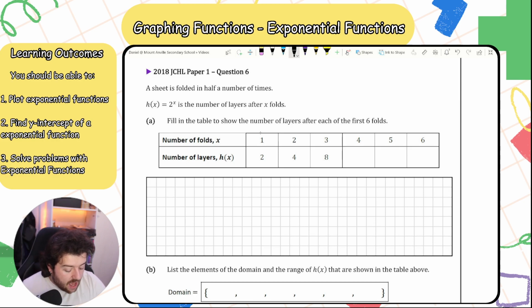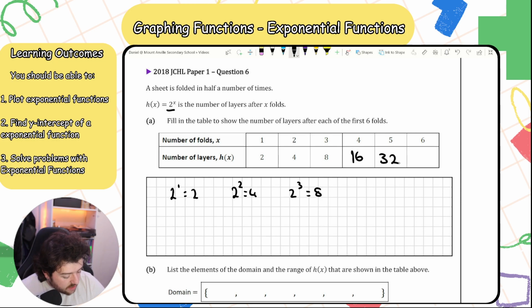So after one fold, it's modelled with 2 to the power of x. 2 to the power of 1 is equal to 2. 2 to the power of 2 is equal to 4. 2 to the power of 3 is equal to 8. So what's happening here? Well, it's just doubling. 2 to the power of 4 is 16, 2 to the power of 5 is 32, and 2 to the power of 6 is 64. So he has 64 layers when he folds a piece of paper 6 times.